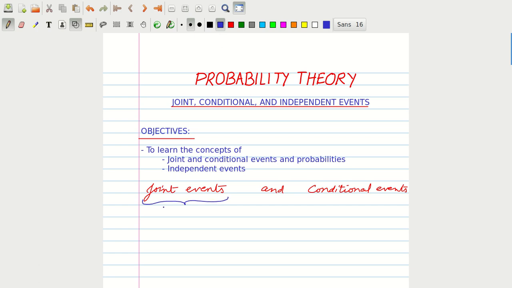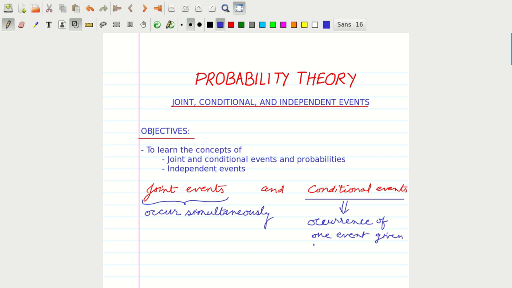Joint events are those which occur simultaneously, whereas conditional events imply the occurrence of one event given that some other event has occurred.